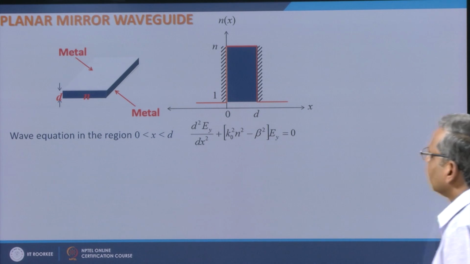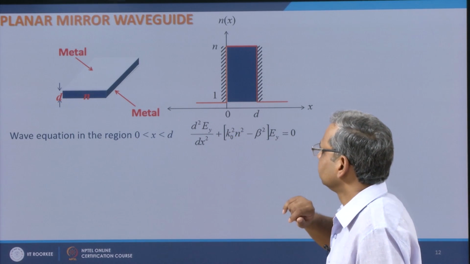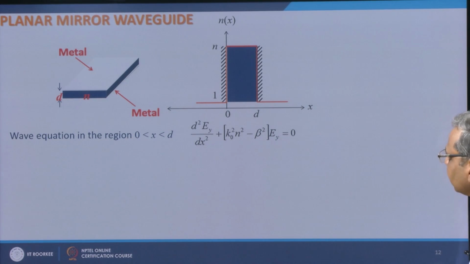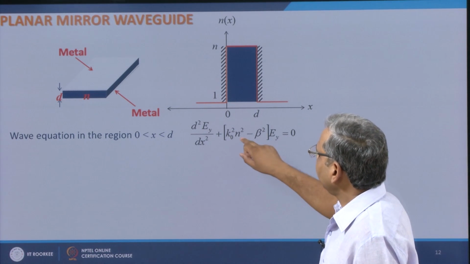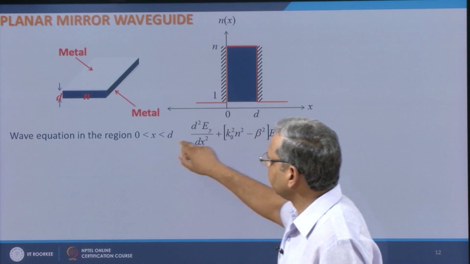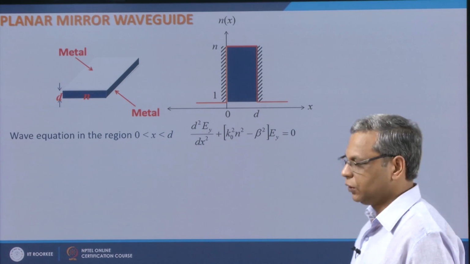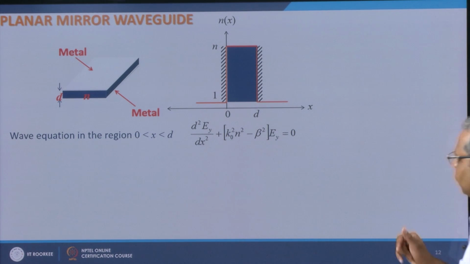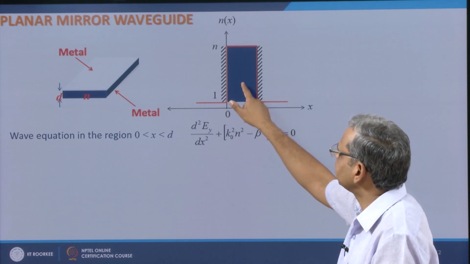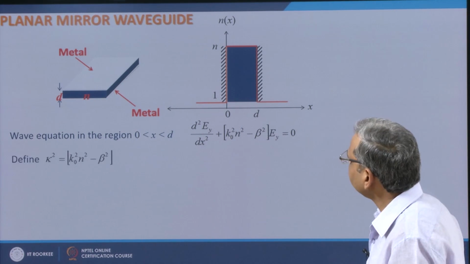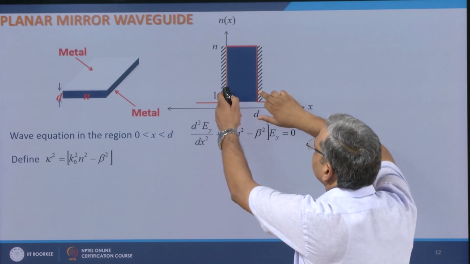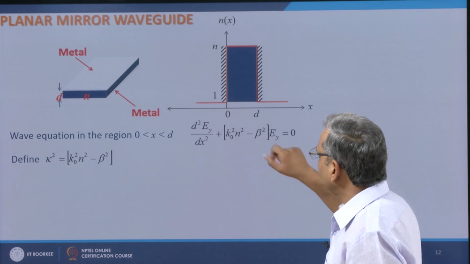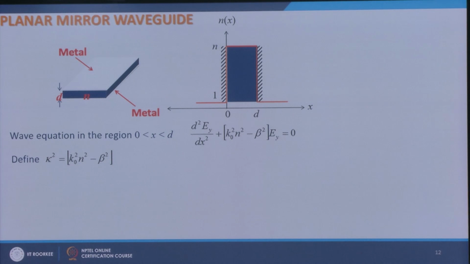So, what I do now, I write down the wave equation, the equation which I obtained in the previous slide, and I put n square of x as n square, and I write it down in the region between 0 and d. So, this would be the equation. So, from here I can find out how Ey varies in this layer, and I know that the field has to be 0 here. Now, let me define this k naught square n square minus beta square as some kappa square.